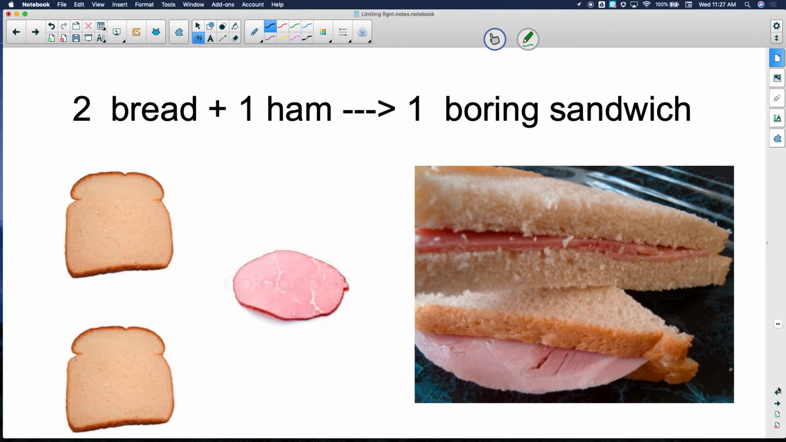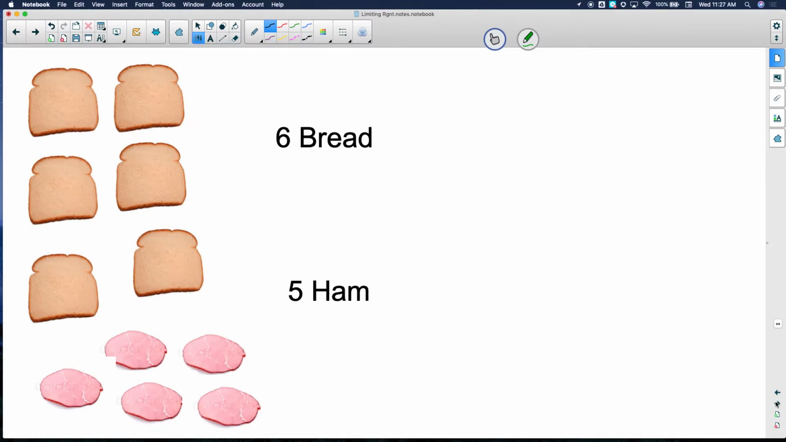Okay, we'll get the time set. Just write down the equation. All right, so we got this chemical equation written down. 3, 2, 1. If I have 6 pieces of bread, how many sandwiches can I actually make? 3, because I can make 1 sandwich for every 2 bread, so I can make 3 sandwiches.